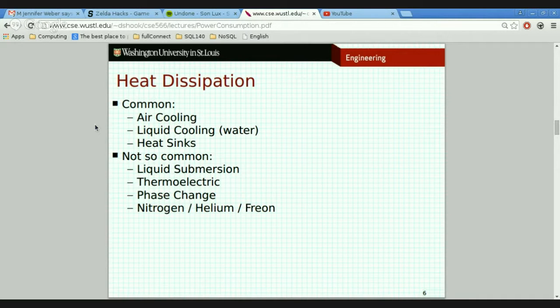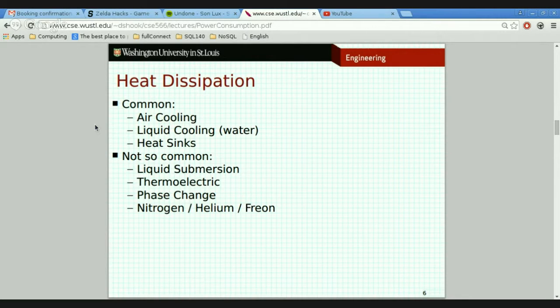What I would like to talk to you about, actually, though, are some of the more uncommon techniques for heat dissipation. So we won't talk about all of these in detail, but we will talk about a few of these. Liquid submersion is a very interesting one, actually taking a computer and submersing it in a liquid of some sort. I do have some examples of that I want to talk to you about in just a few minutes.